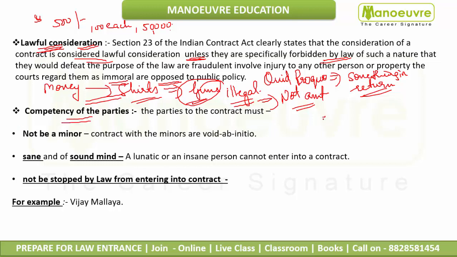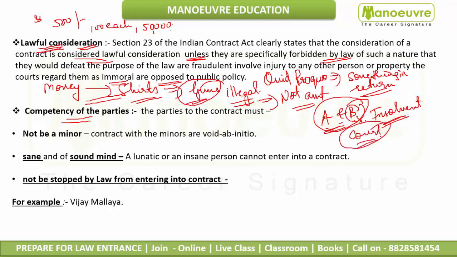For example, if A and B are entering into a contract for something, correct? Then these are the contracting parties. There have to be some competencies: they shouldn't be minor, they shouldn't be insane, and they shouldn't be barred by law. In the sense, if B is declared insolvent by the court, then he's bankrupt, and if you get into a contract with him, then the court will not be there for your safety.